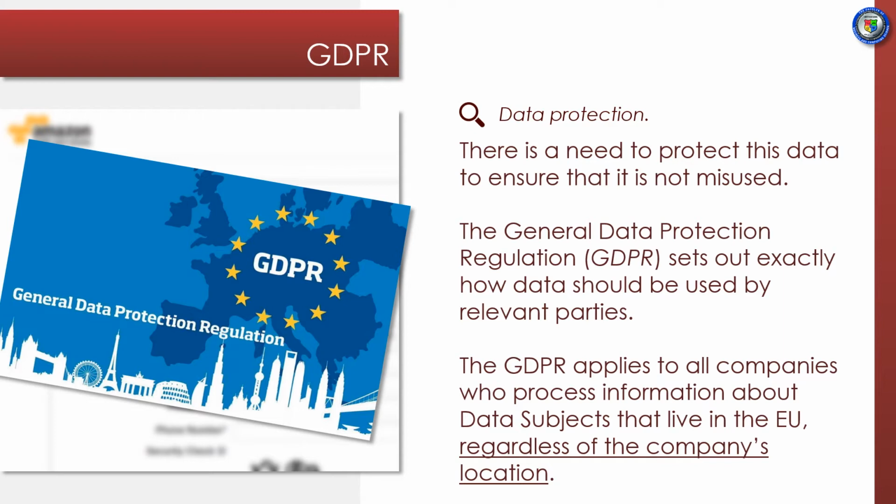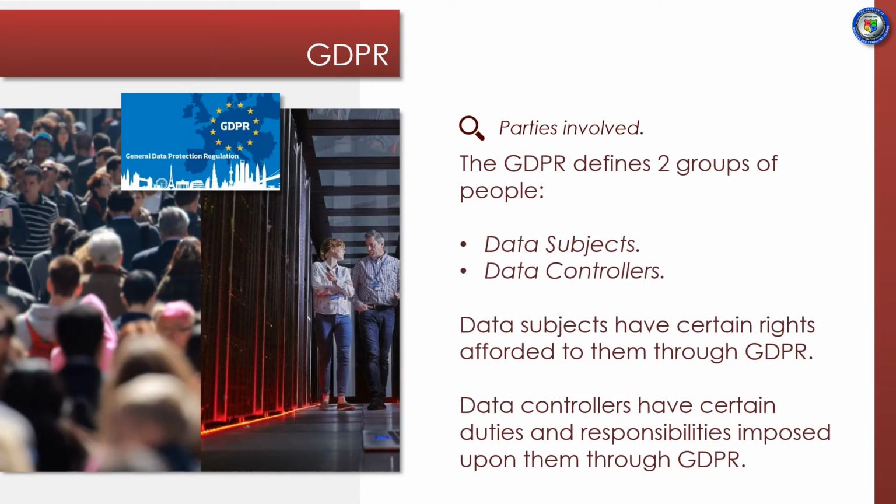The GDPR applies to all companies who process information about data subjects that live in the EU, regardless of that company's location. GDPR itself defines two groups of people, the first being data subjects and the second being data controllers. Data subjects have certain rights afforded to them through GDPR, whereas data controllers have certain duties and responsibilities imposed upon them through GDPR.